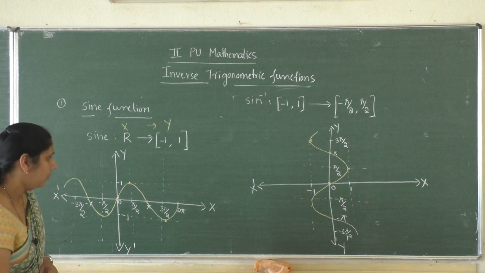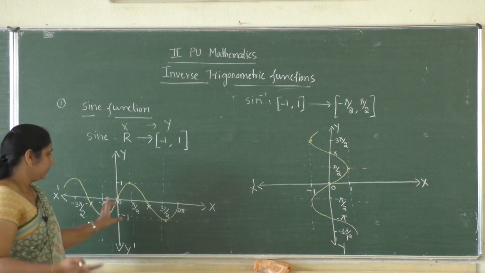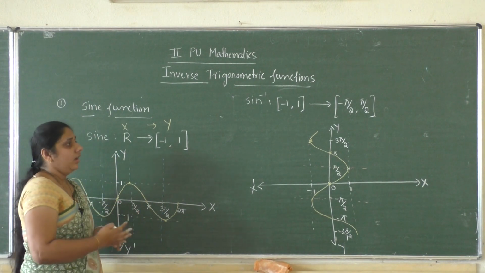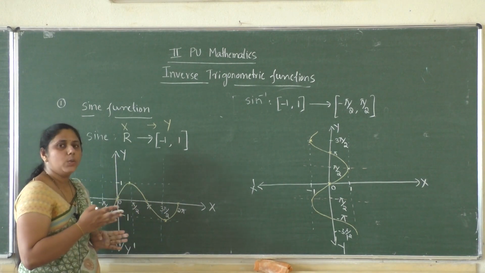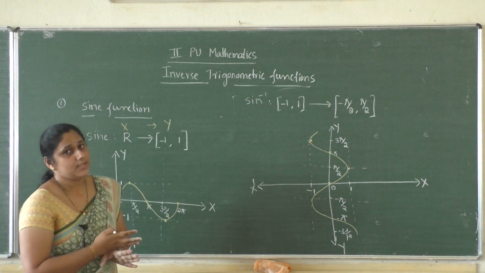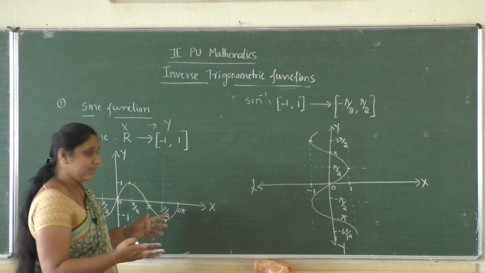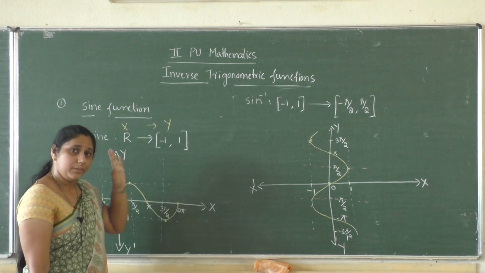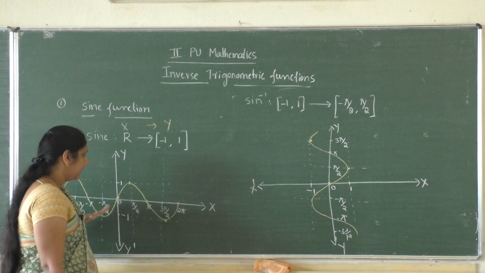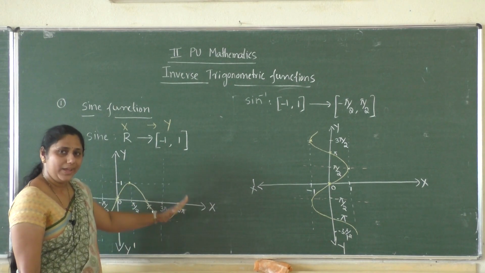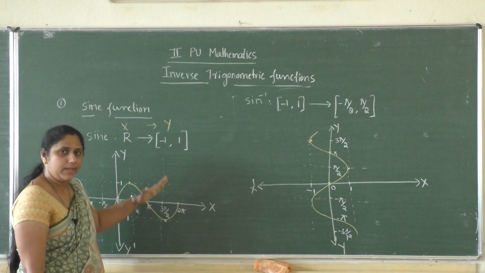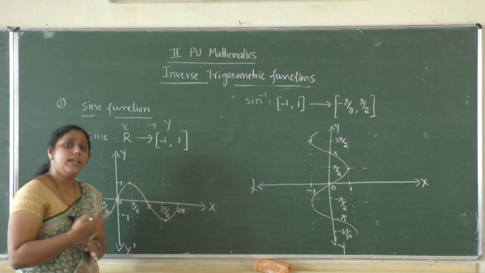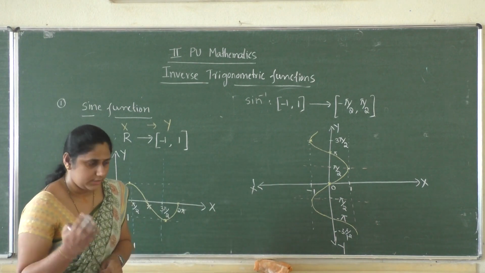If we draw both the sine and sine inverse functions in the same graph, and take the line y equal to x, then these two graphs are mirror images of each other with respect to the line y equal to x. You can check that.